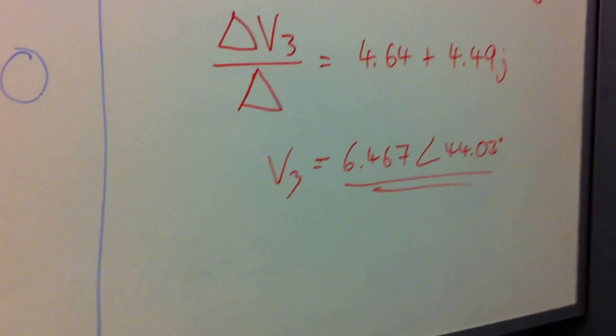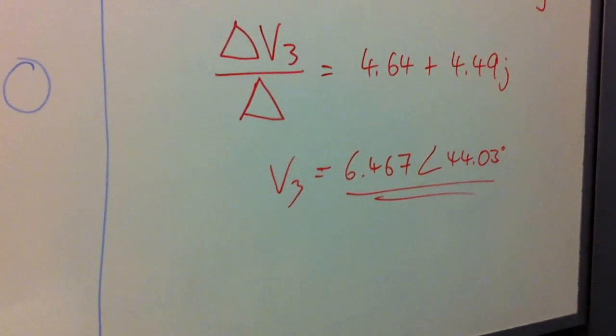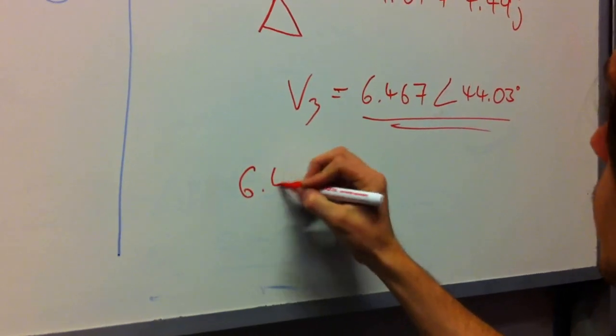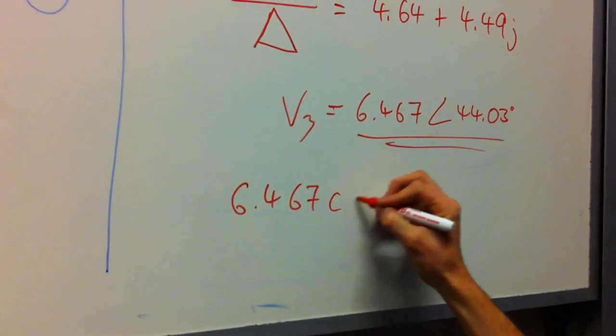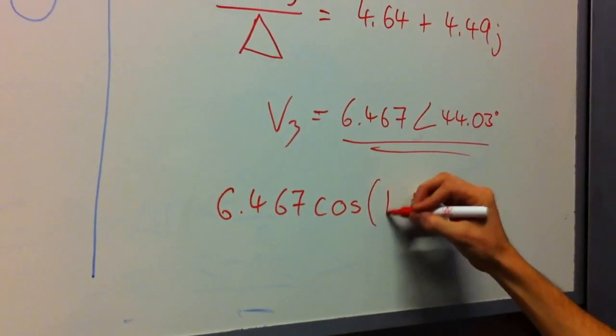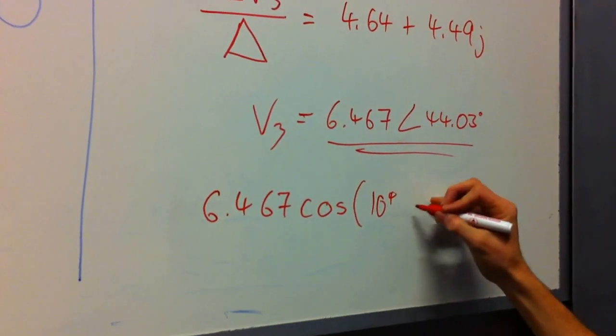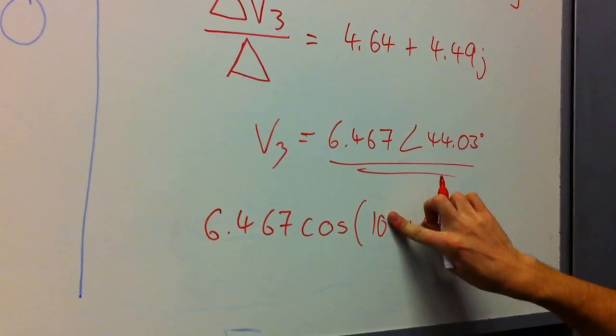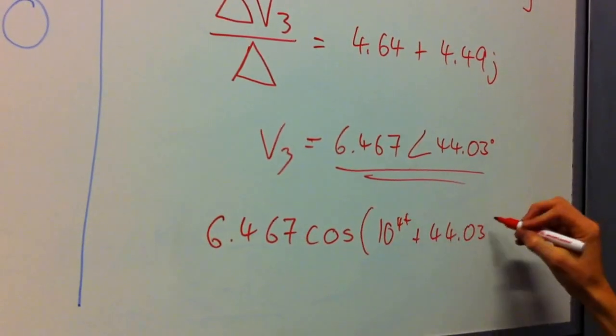Are all the answers in cos form? In cos form, is it? Okay, so it gives us 6.467 cos of 10 to the 4t plus 44.03. 10 to the 4t, thanks. And there's your answer. Enjoy your 5 marks.